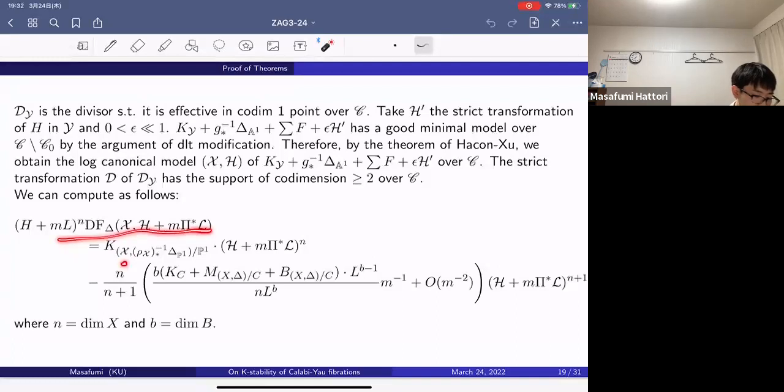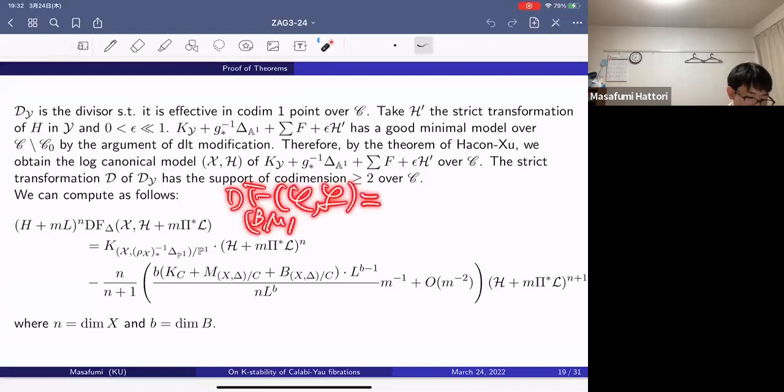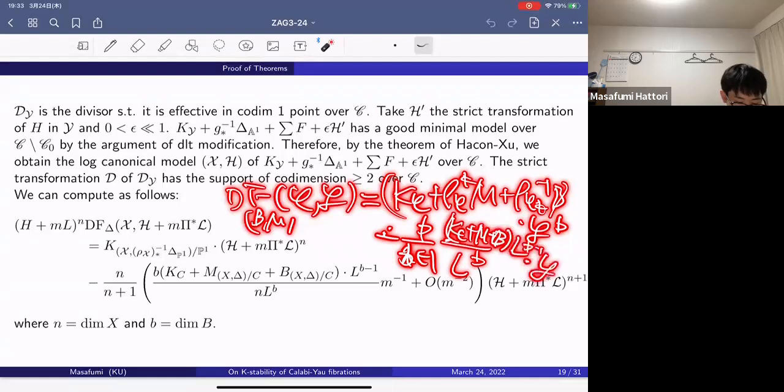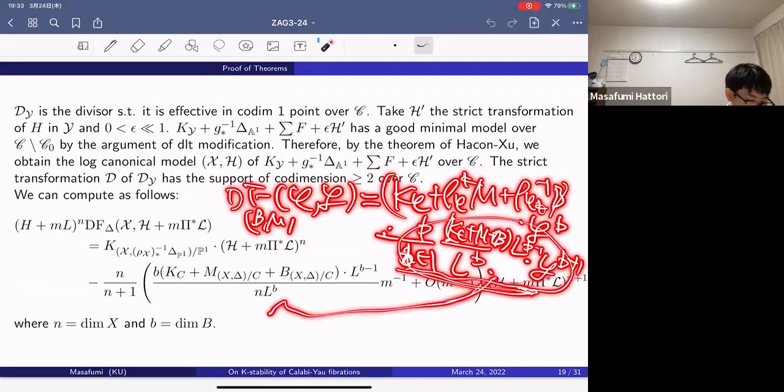So the Donaldson stack invariant. Recall that df Vm carry C carry L is Kc plus feedback M plus inverse B carry L B, and so B plus 1 B LB Kc plus M plus L, sorry, B LB minus 1 carry LB plus 1, and this term appears here.